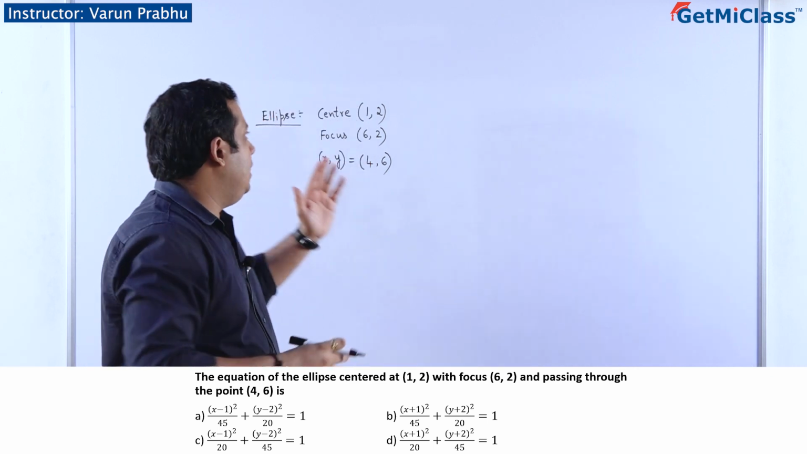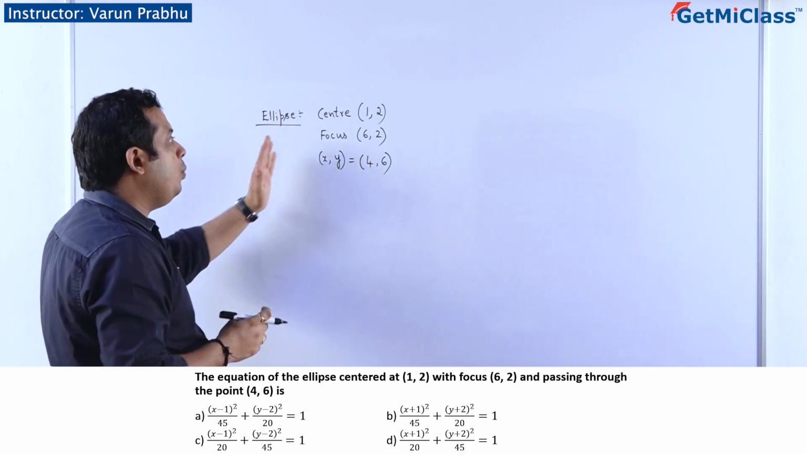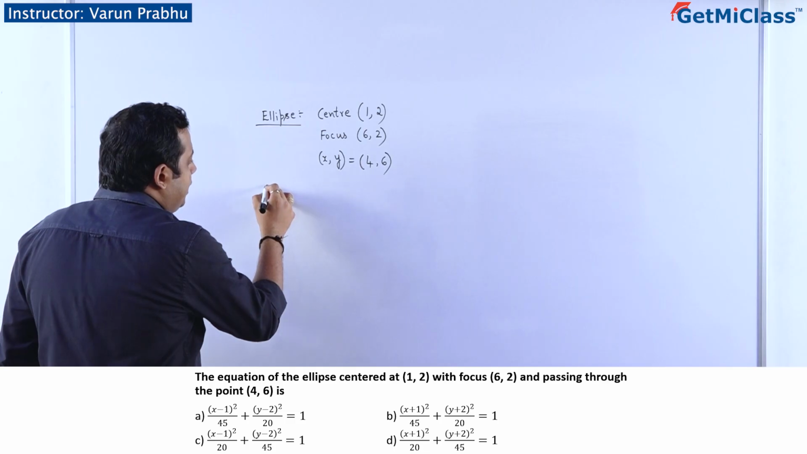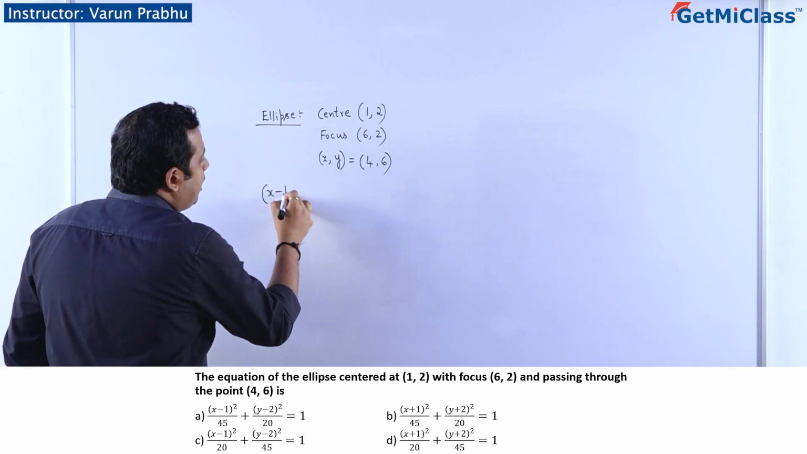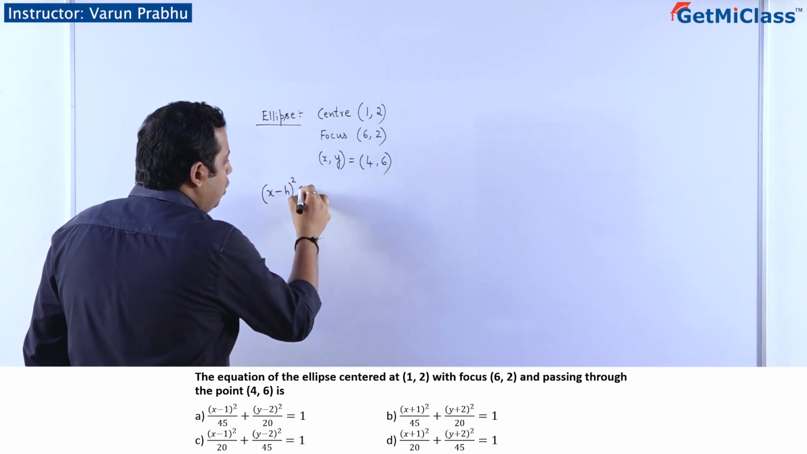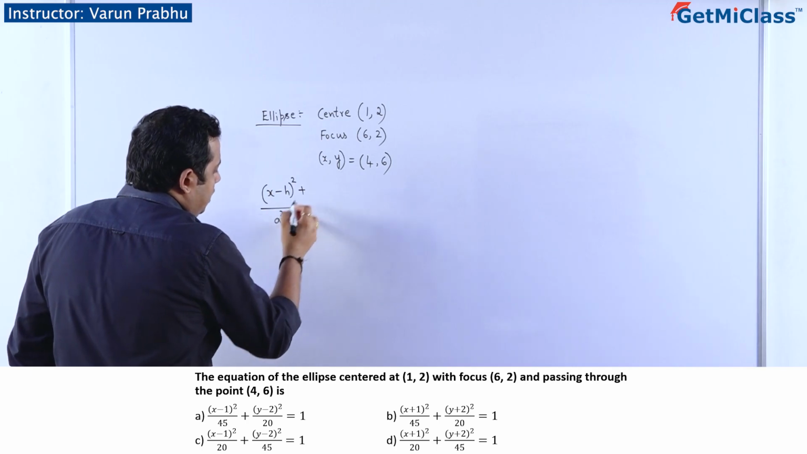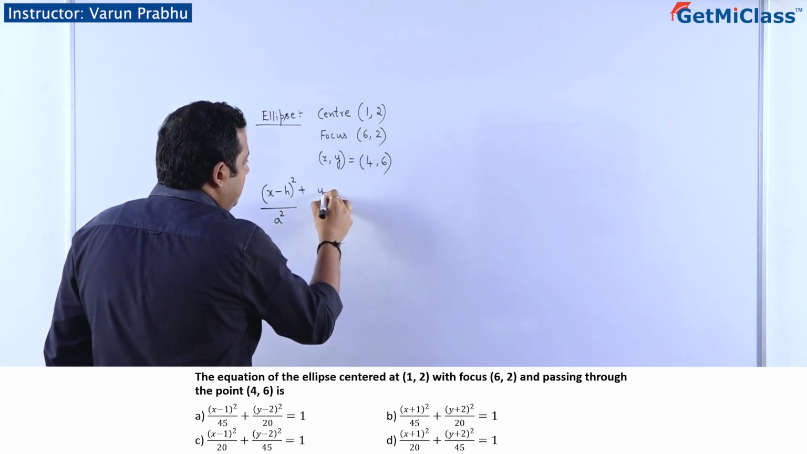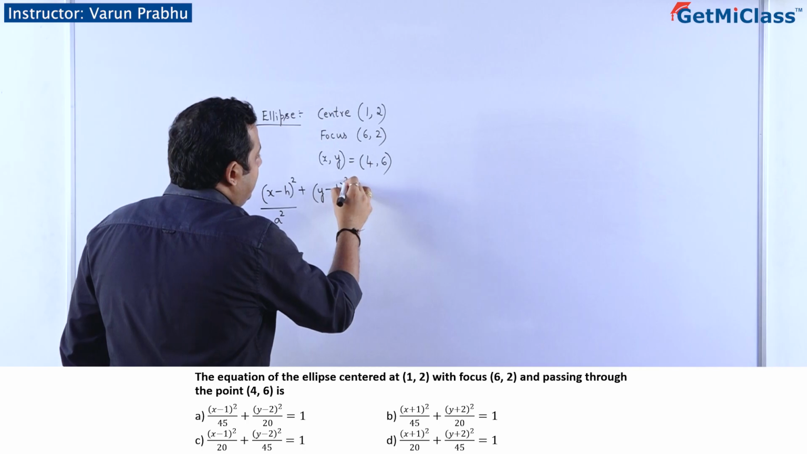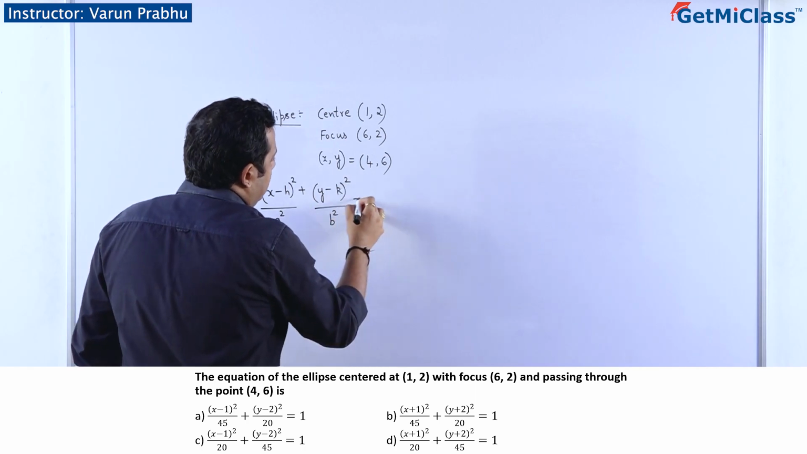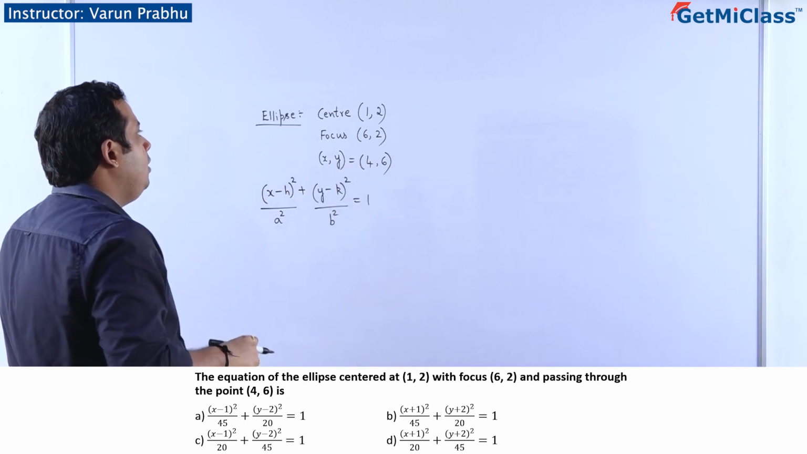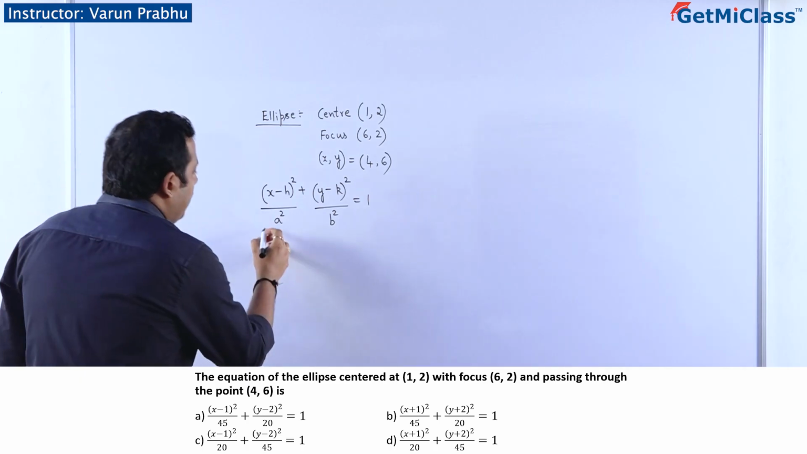The equation of the ellipse centered at 1, 2. So let me write the equation of the ellipse. Now the center is not at the origin. (x minus h) whole square divided by a square plus (y minus k) whole square divided by b square is equal to 1, correct or not? Now the ellipse is centered at 1, 2 it seems.